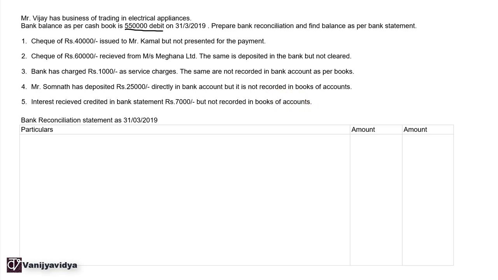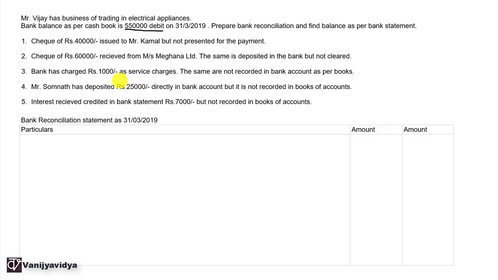Now, this is a format of bank reconciliation statement. Bank reconciliation statement as on 31st March 2019. As we had discussed earlier, a bank reconciliation statement is as on a particular date, or to be specific, at a particular point of time. So we have particulars and amount.